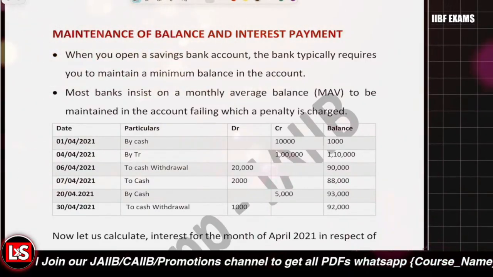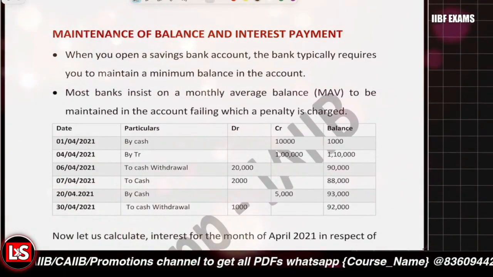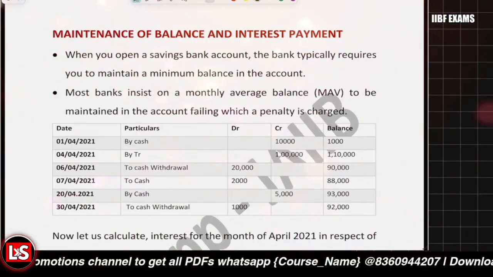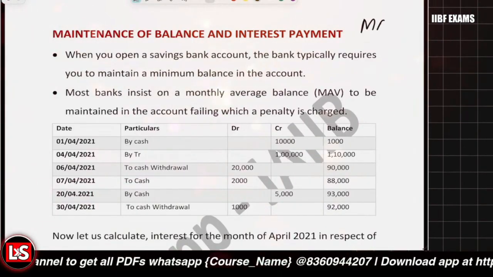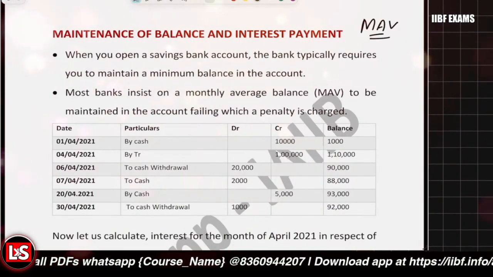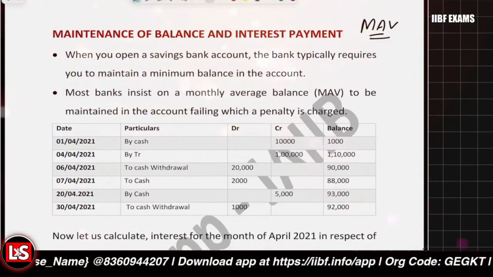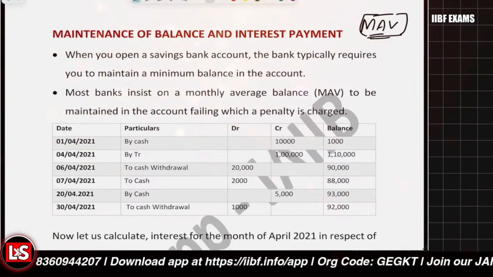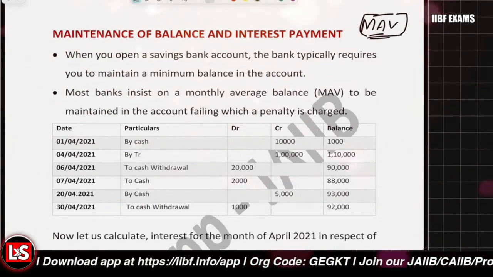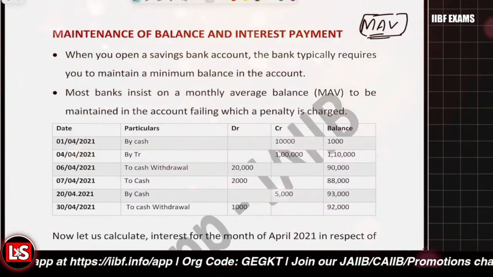So banks basically do require sometimes that the minimum average balance is to be maintained. That we say to be MAV. What is MAV? It is minimum average monthly balance. It is required, and if it is not maintained, then penalty charges may be applicable.